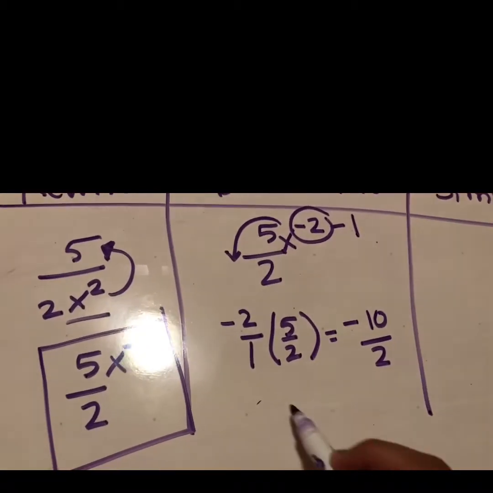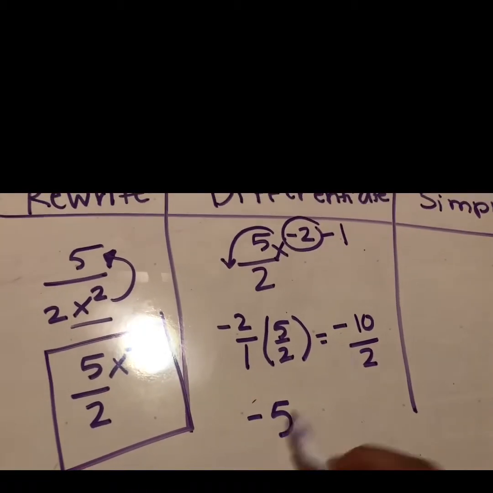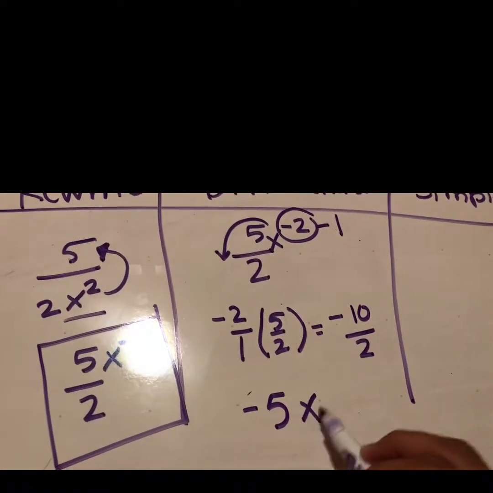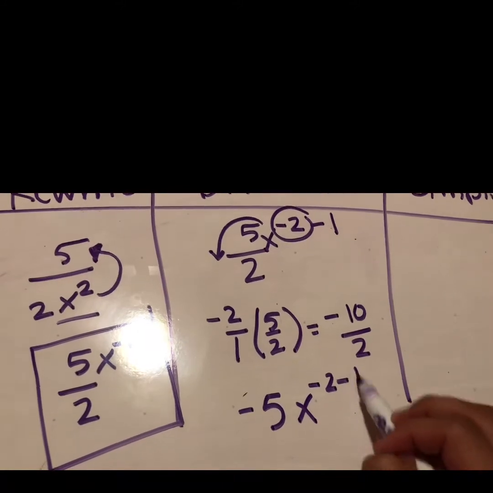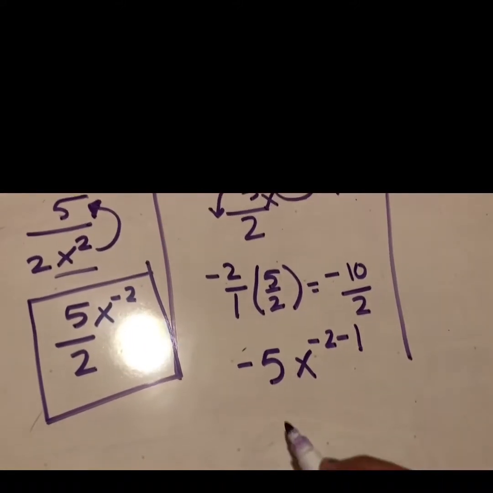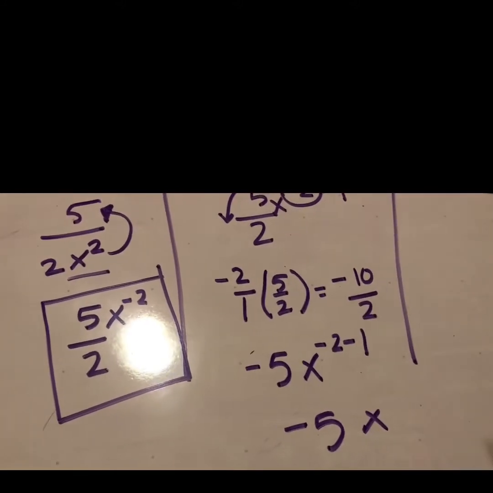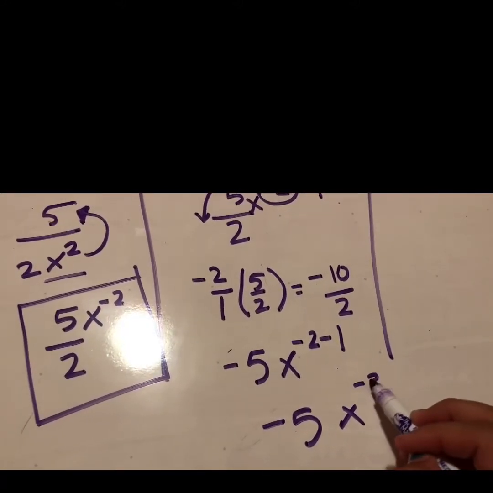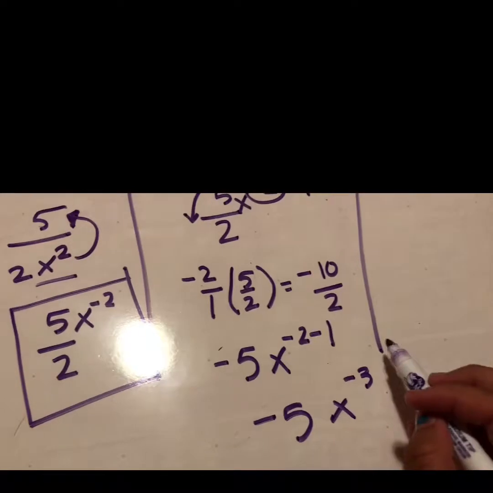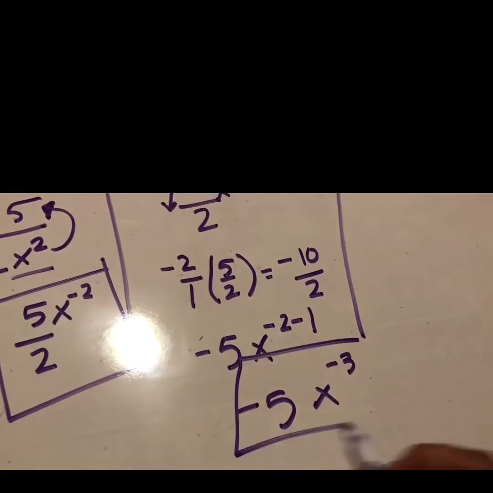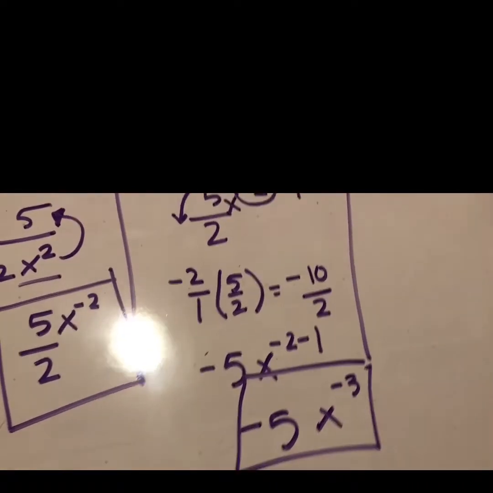And when we simplify, that would equal negative 5. And then we're left with the x, negative 2 minus 1, and this would be negative 3. So we'd have negative 5x, negative 3 as the exponent. And this is going to be our differentiated part.